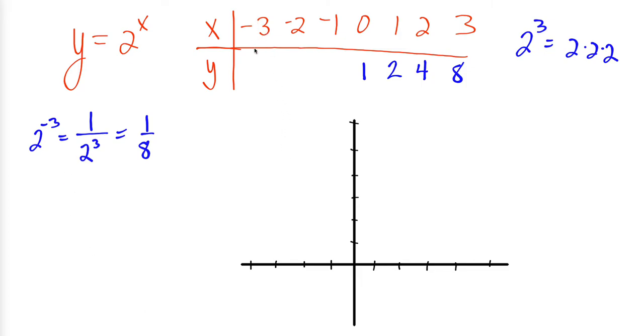Okay, so 2 to the negative third power is 1/8. 2 to the negative 2 power, what's that going to become then? 1 over 2 squared, so it's 1/4. 2 to the negative 1 is 1 over 2 to the first, so it's 1/2.